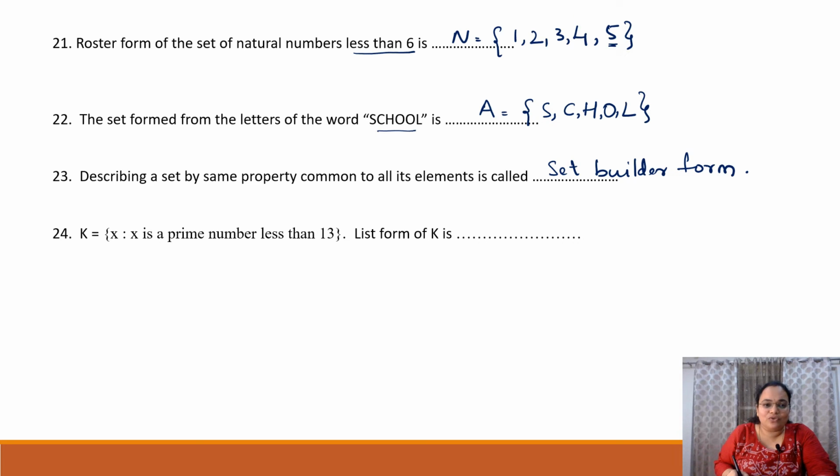K is equal to X such that X is a prime number less than 13. So how do you write it? K is equal to X, X is a prime number. It should be less than 13. So what are the prime numbers? 2, 3, 5, 7, 11. Right? It should be less than 13, so we'll stop at 11.